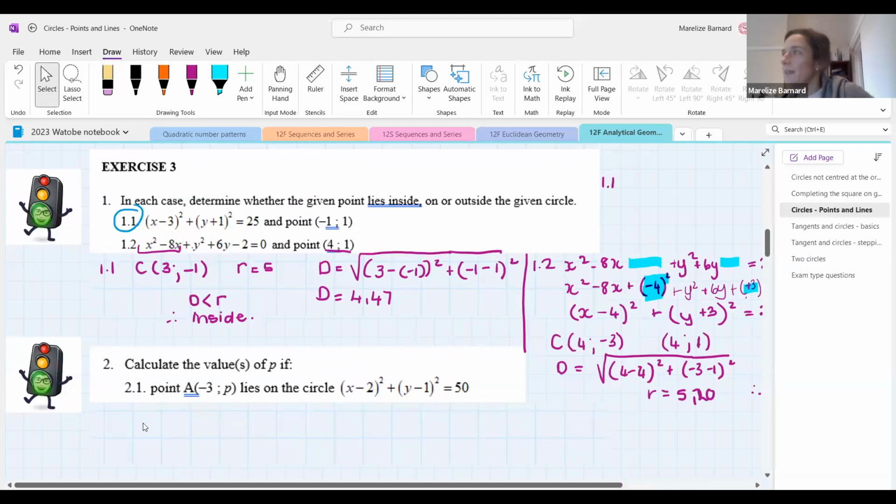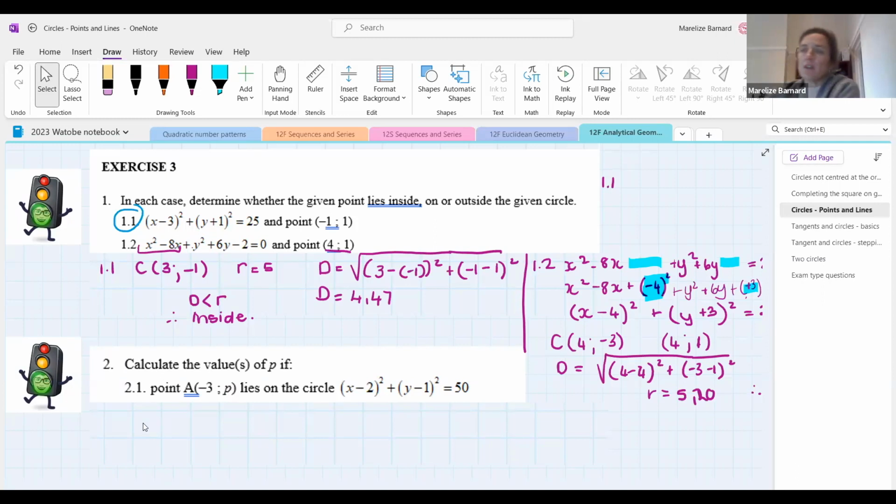Okay, so here's one slightly more challenging. Let's see. So for question 2, it says calculate the values of P if point A, -3, P, lies on the circle. Come, let's try. We can find a way through by just using what we know.